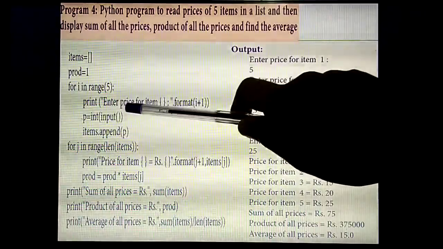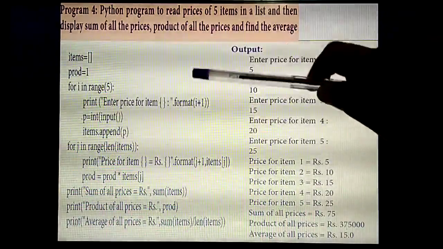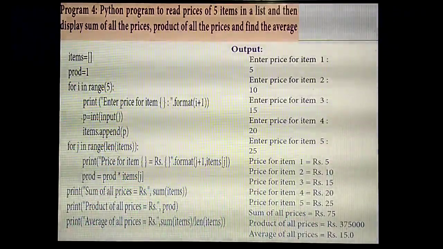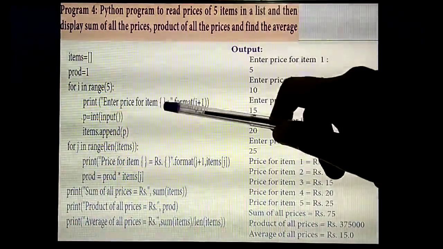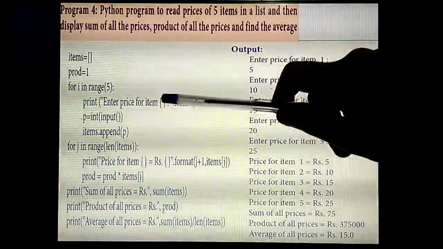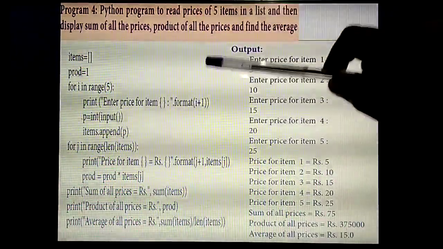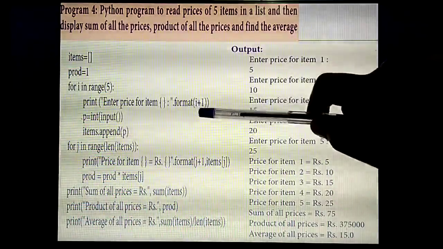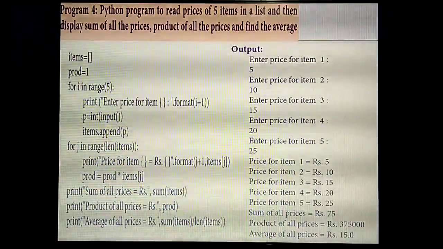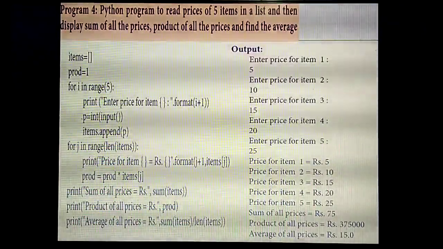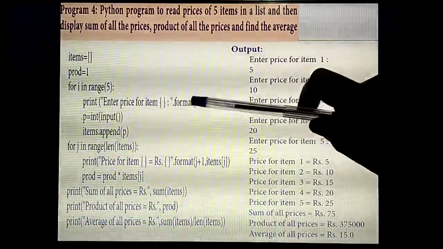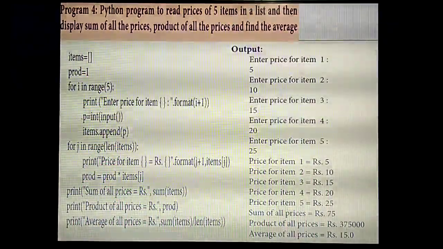Listen, in print you give "enter price for item", and inside the format function i plus 1. What's the meaning of i plus 1? It displays enter price for item 1, then enter price for item 2, and so on, till it executes enter the price for item 5. Will it execute for item 6? No, because you are giving the range of value till 5. Understand? That's the meaning of this. Each time it will get incremented till the value 5.